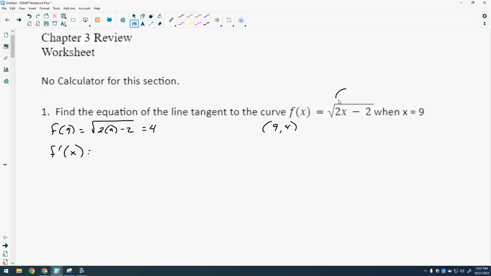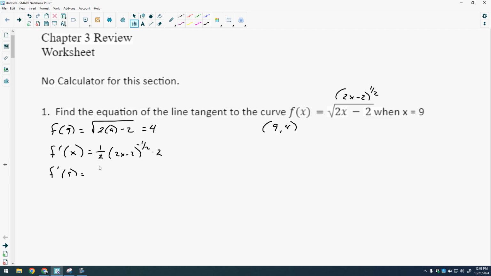I'm thinking of this as 2x minus 2 raised to the 1/2 power. So I'm going to use both a power rule and a chain rule because my inside function is more than just x. So the outside function 1/2 comes down in front. Leave the 2x minus 2 alone. Decrease the exponent by 1. Multiply by the derivative of the inside function, and I get that derivative.